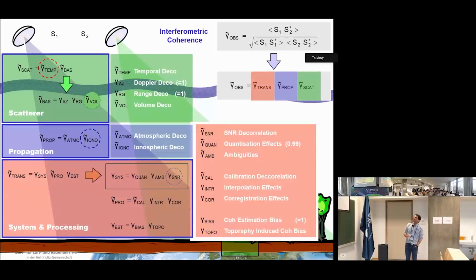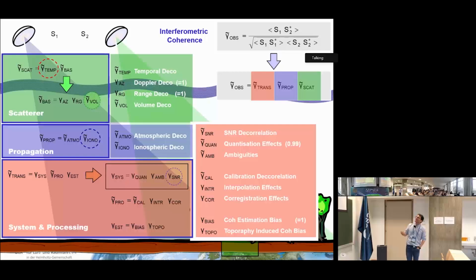Then system and processing. Here we were listing at least 8 terms. So basically whatever it depends on the system, whatever it depends on your ability, for instance, to make interferometry, you need to co-register the images. You need to compensate a number of things. And you see, all of them can also be quantified. At the end of the day, however, you approximate this system and processing decorrelation with one number. And this many times is enough.